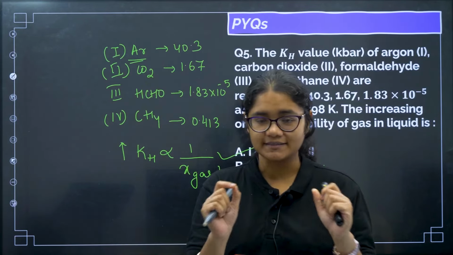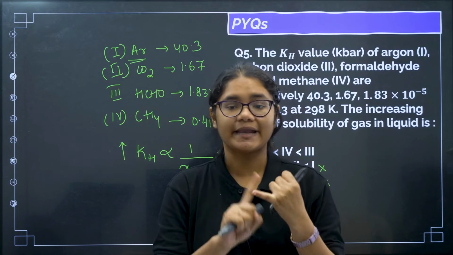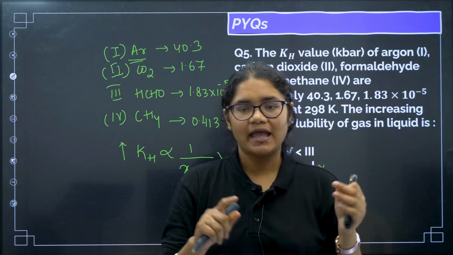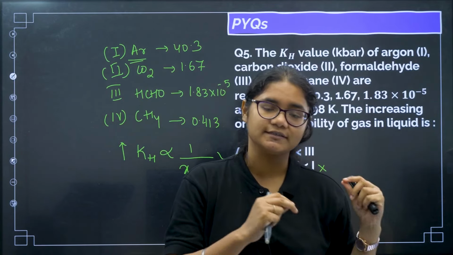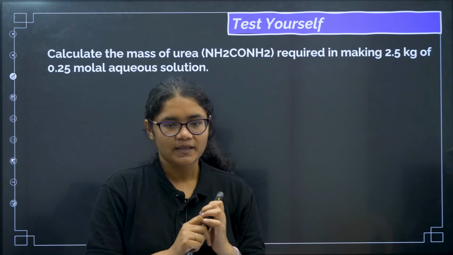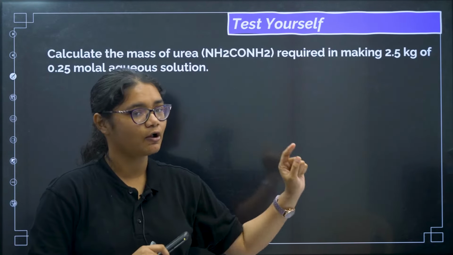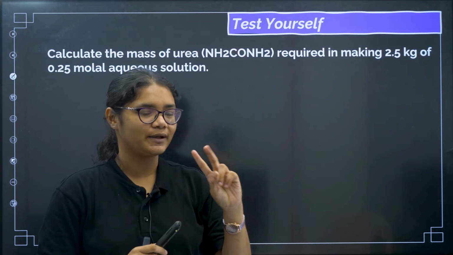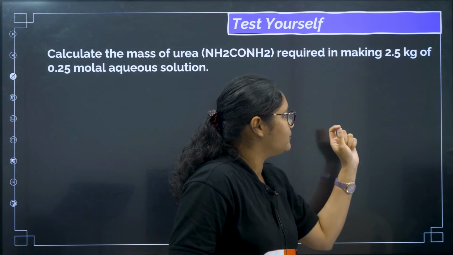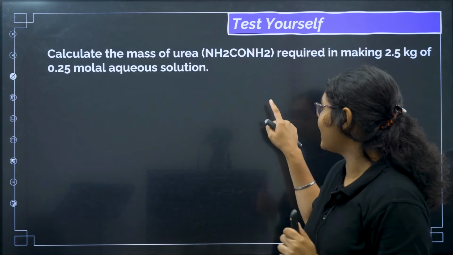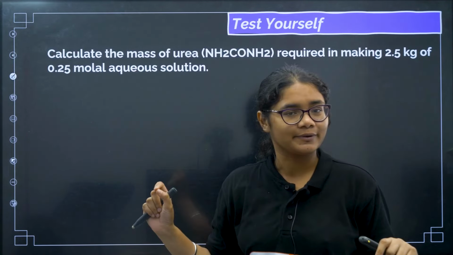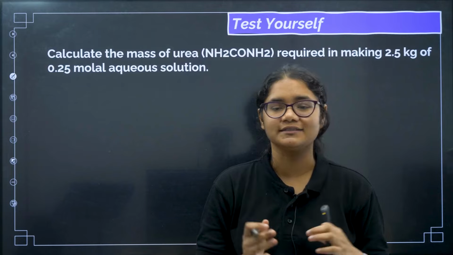Okay. So students, we have discussed the 3 concepts here. What are those concepts? Types of solutions, concentration terms, and then we discussed solubility, and we have discussed 5 PYQs, and we have also discussed certain little higher level questions. So now there is a task for you. You have a small question here that you need to solve, and one question I asked you previously. These 2 questions you need to solve. The question here is: calculate the mass of urea required in making 2.5 kg of 0.25 molar aqueous solution. I want all of you to solve these questions and answer in the comment section.